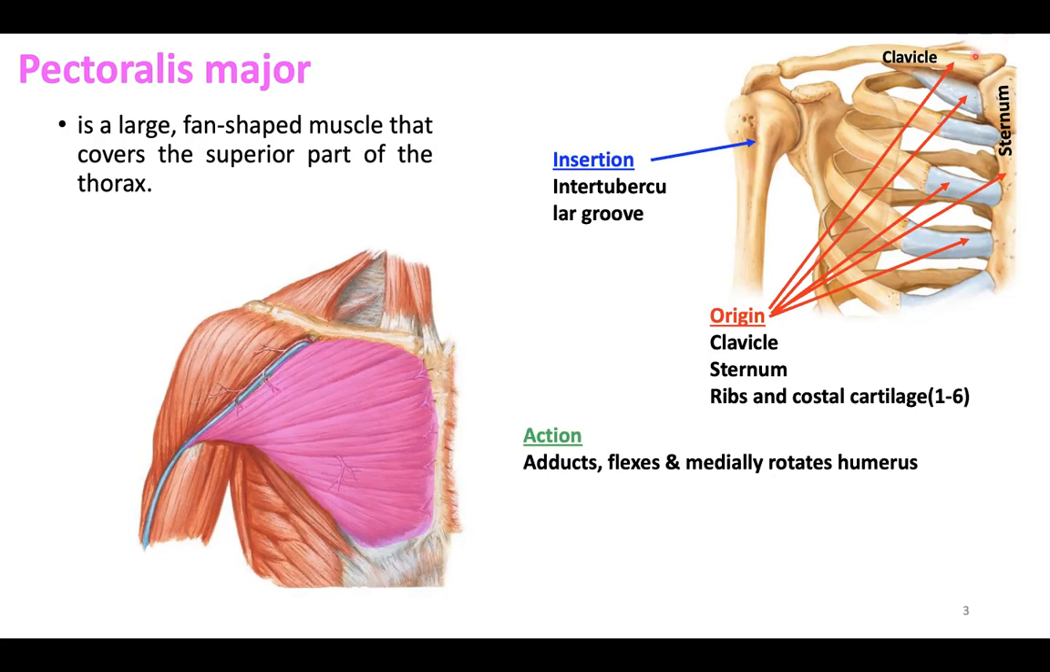Based on its origin and insertion, and the orientation of fibers, when this muscle contracts, it will adduct, flex, and medially rotate the humerus. So its main actions are adduction, flexion, and medial rotation. This muscle is innervated by the medial and lateral pectoral nerves. These are branches from the brachial plexus, and they supply the pectoralis major muscle.